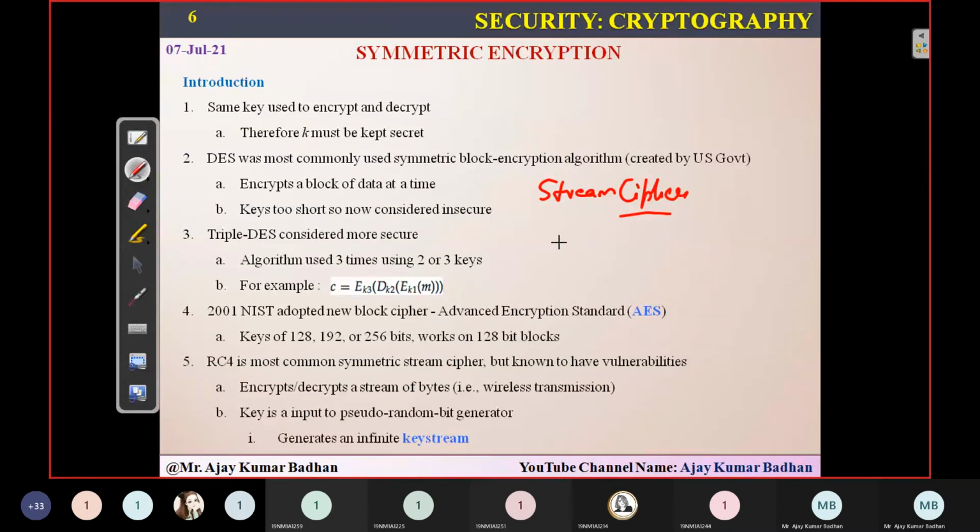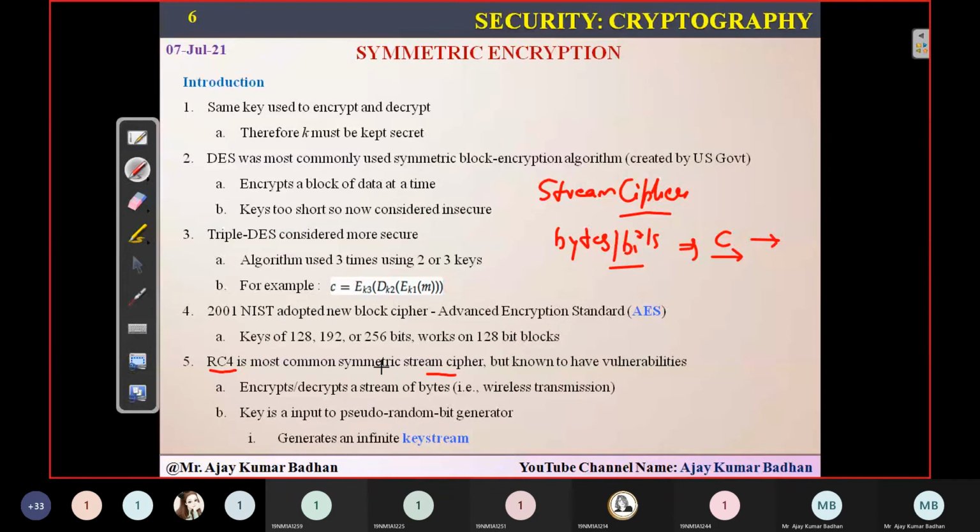Stream ciphers, rather than taking blocks, take bits or bytes. They can use either bits or bytes, and using these they encrypt, that is, convert the data into ciphertext and transmit it. RC4 is one of them. RC4 is the most common stream cipher. It is a symmetric stream cipher.